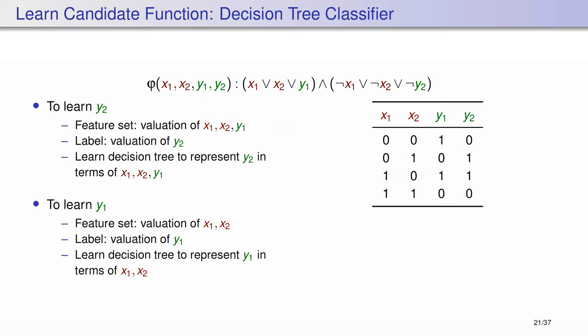So you can see that you want to learn decision trees for each of the output level variables. Of course, there are more heuristics that we have designed over the years, but this gives the high level idea.